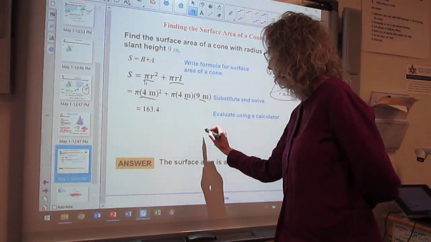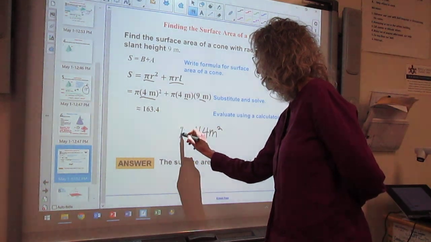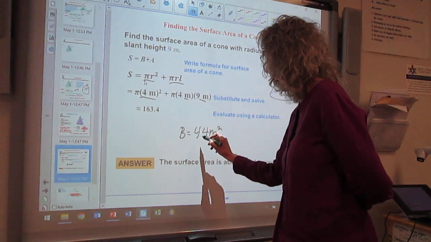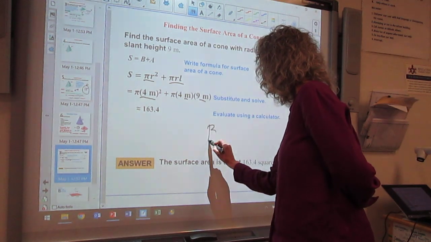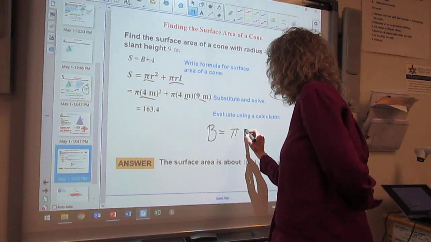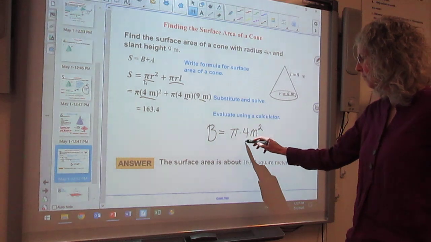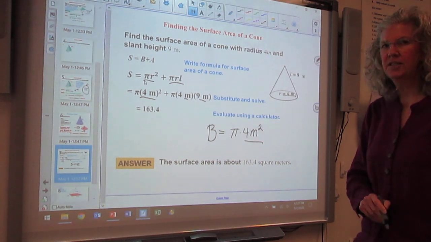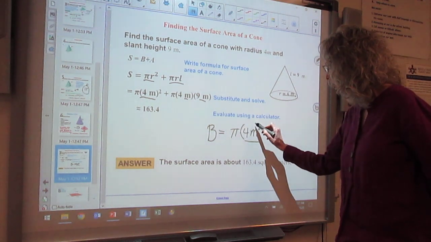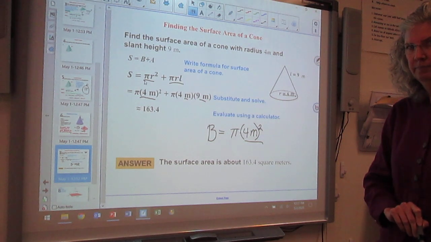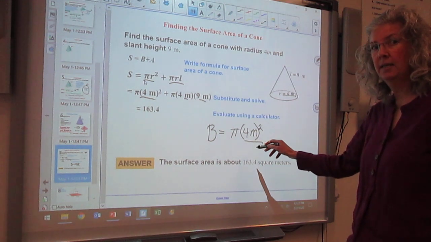Now, let me make this point here because I've seen this on some work. You cannot say that the area of the base is equal to pi times 4 meters squared. This 4 meters squared is just a measurement of 4 meters squared. If you don't do that, it's wrong. That squares the 4 meters, so you end up with 16 meters squared.